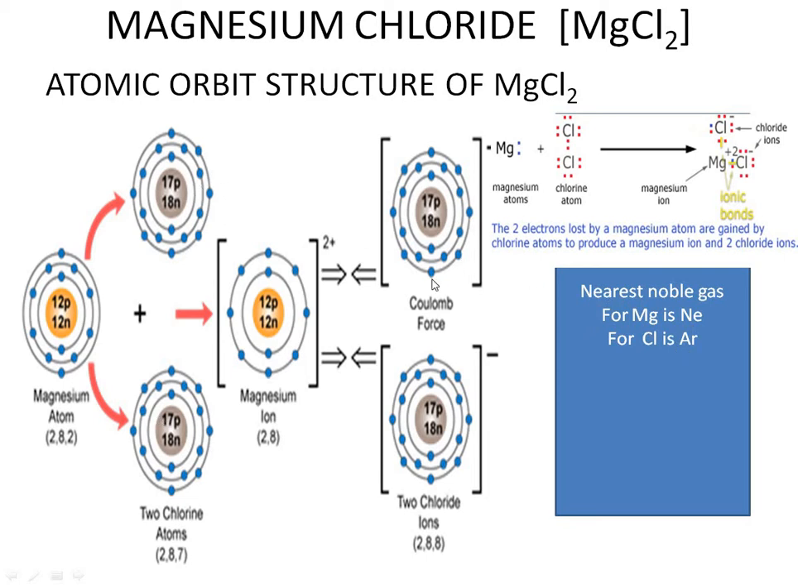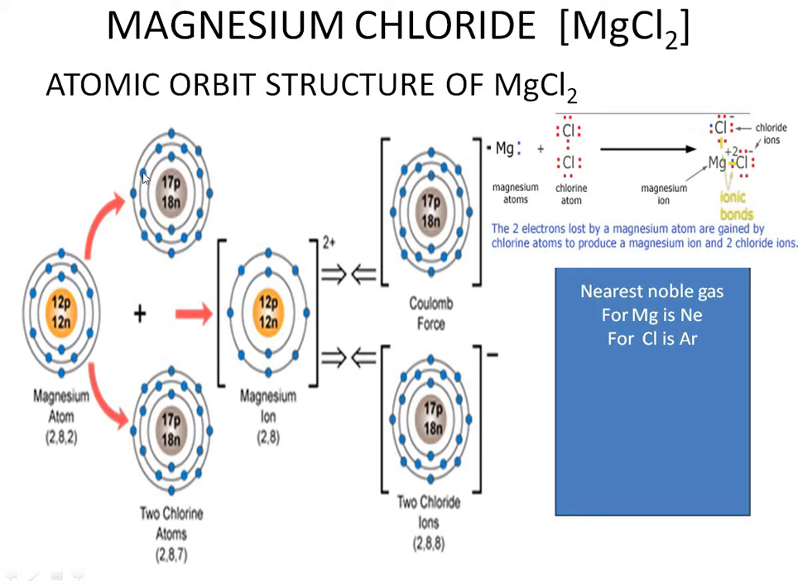So ionic bond means the complete transfer of electrons from a metal to a non-metal atom to attain a stable inert gas configuration. Magnesium attains the neon electronic configuration and chlorine attains the argon electronic configuration. So the electronic configuration changes.